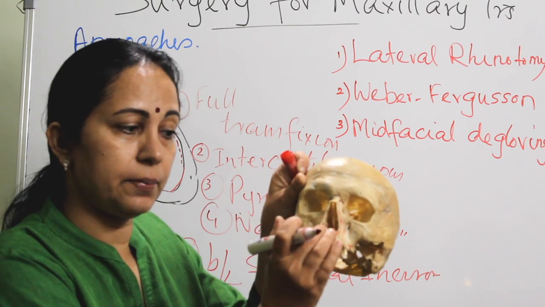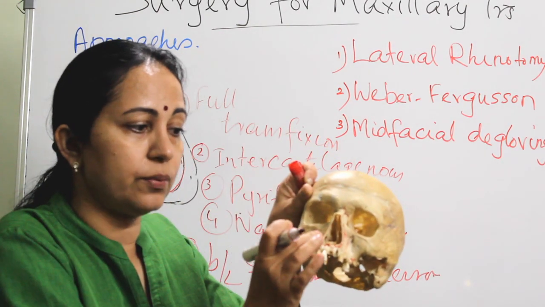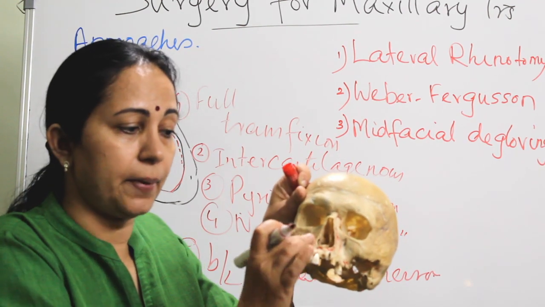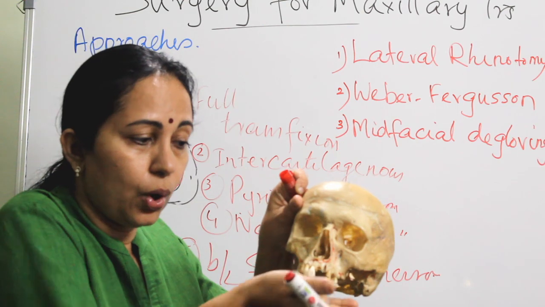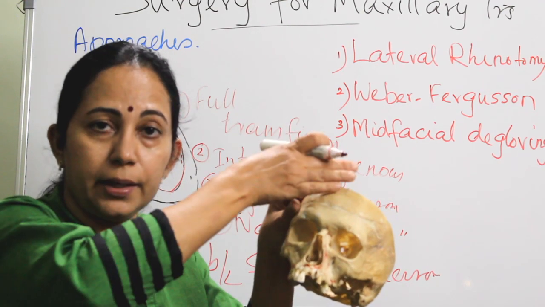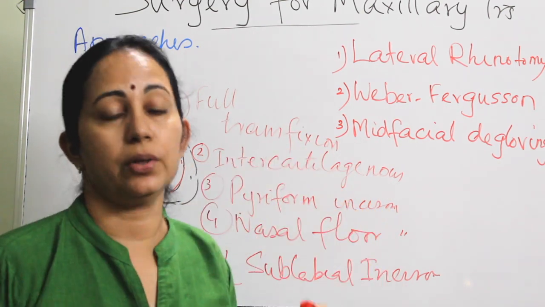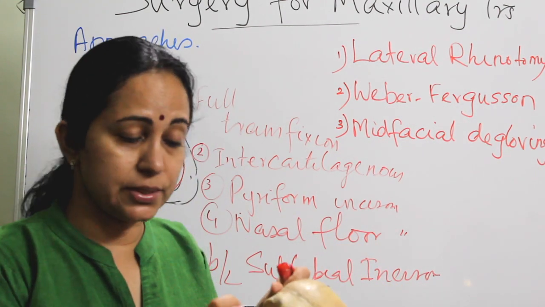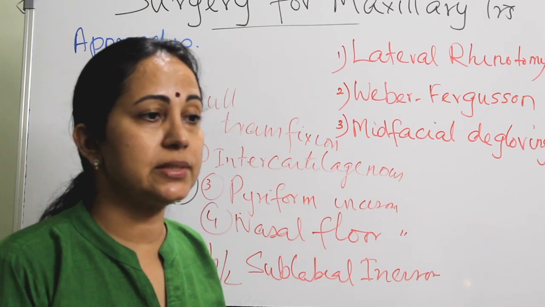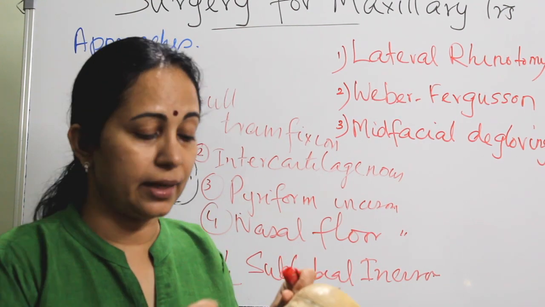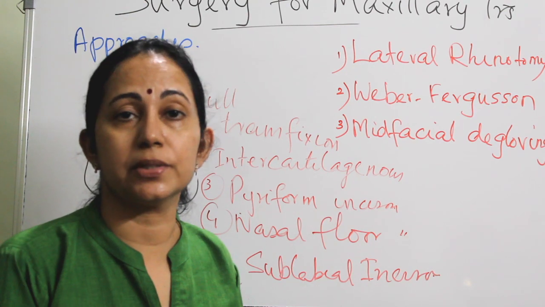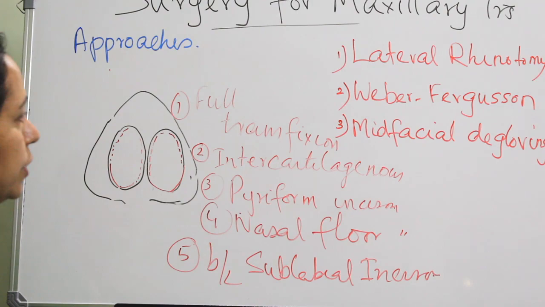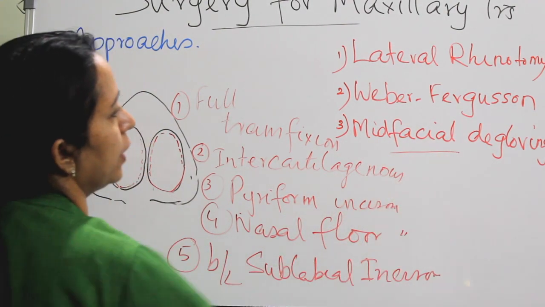Okay, so with the sublabial incision we can elevate that part, and with the hemi-transfixion along with intercartilaginous and pyriform and floor incision, all these are made upwards or elevated as a single block, so that there is a beautiful visualization of this entire area. And the advantage is that there is no facial scar, and the midline or very large tumors can be exposed and removed very beautifully. Okay, so that is about midfacial degloving approach.